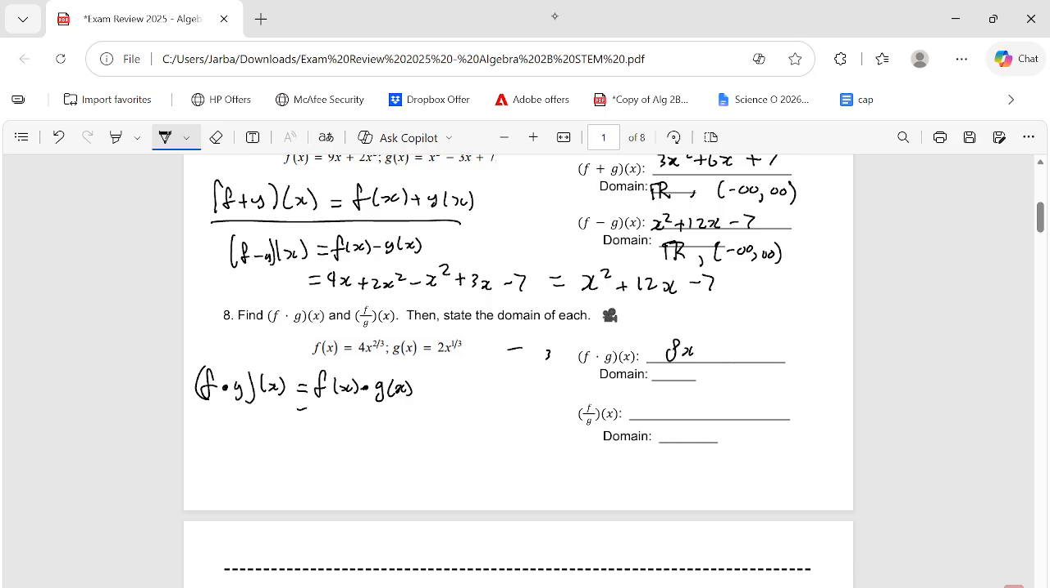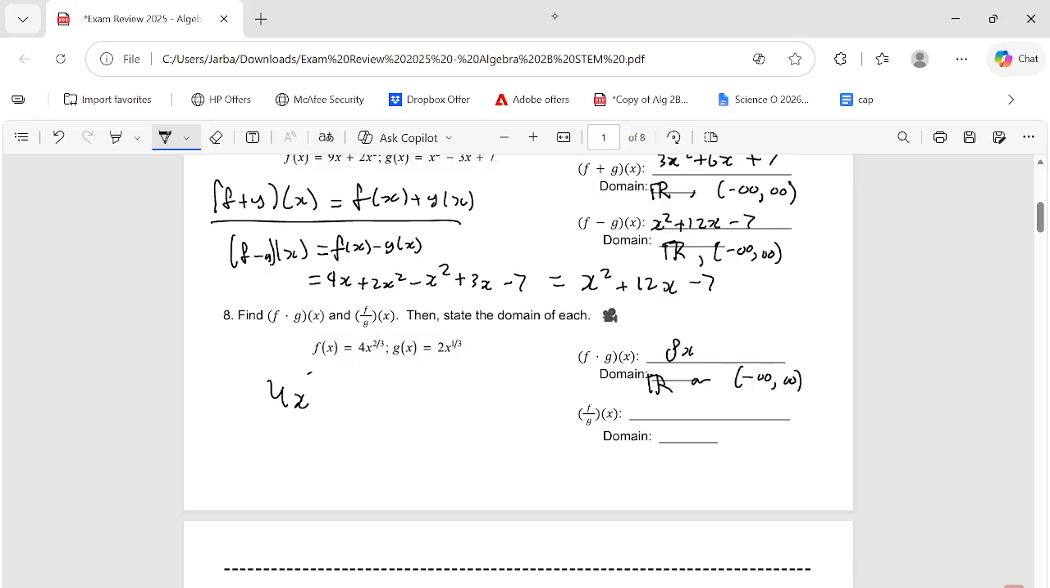So those functions with cube roots are defined for all numbers. There's not going to be any number where it's not going to work. Also look at our final function: just based on the fact that this isn't a square root, and we're not dividing by 0 or anything, our domain is just going to be all real numbers, or negative infinity to infinity. Now that's often the case with multiplication, but not always with division.